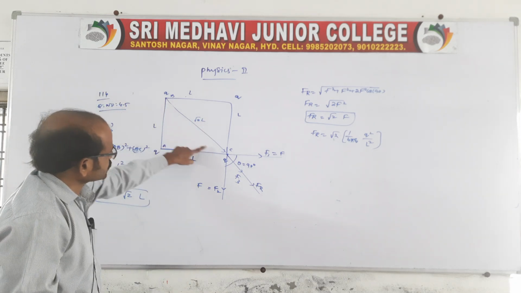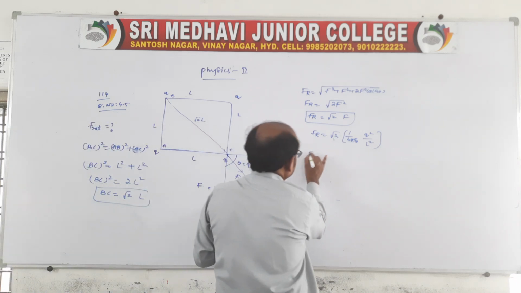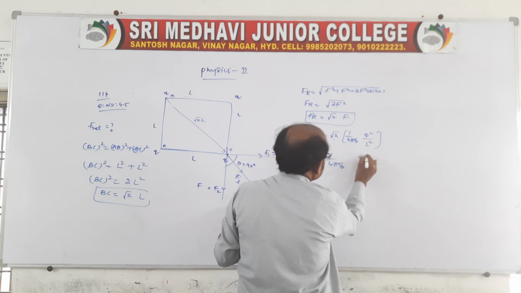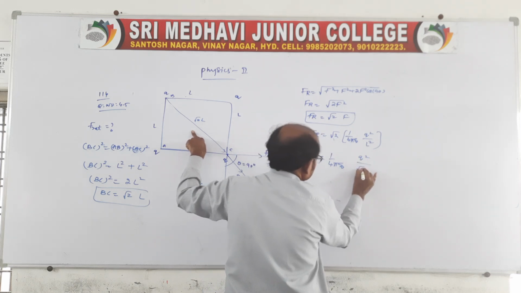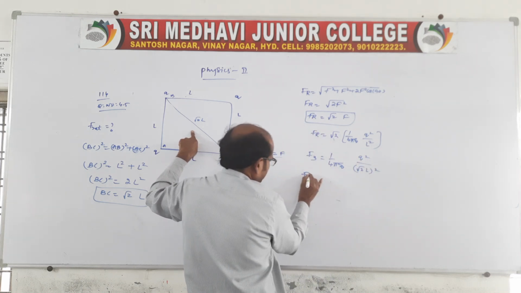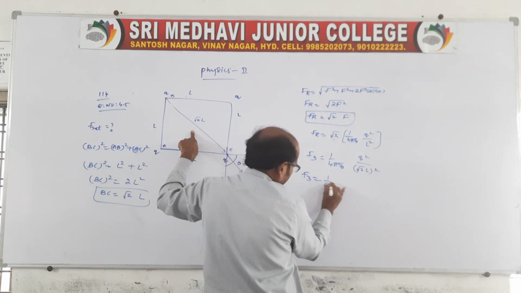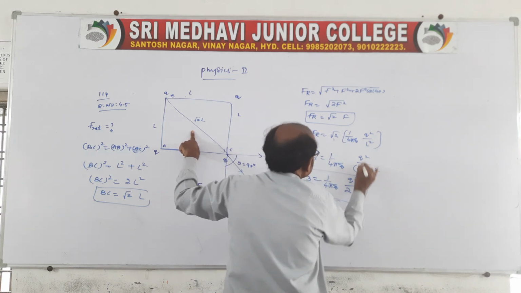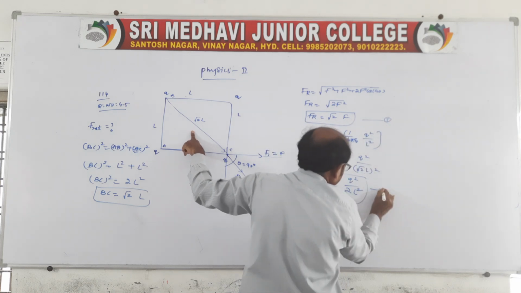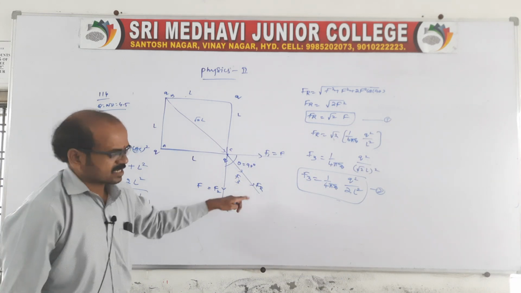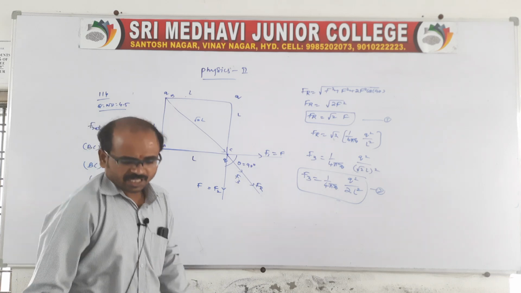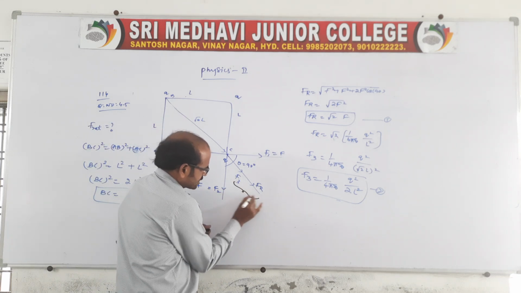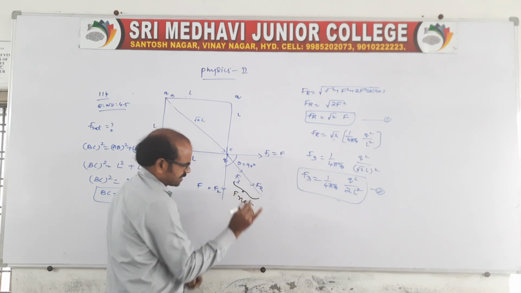Now between these 2 charges, the force will be F3. Then F3 is equal to 1 by 4 pi epsilon naught q square by root 2 L whole square. So F3 is equal to 1 by 4 pi epsilon naught q square by 2 into L square. Now this F3 and the resultant are acting in the same direction. Look, F3 and the resultant are acting in the same direction. Therefore, due to F3 and Fr, the net will be acting in the same direction, that is F net.